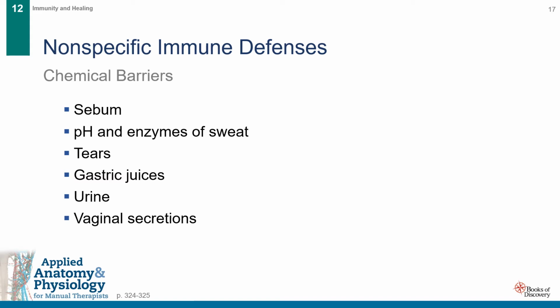The flow of urine and its slightly acidic pH cleanse the urethra and discourage bacterial growth in the urinary system. Similarly, vaginal secretions have an acidic pH that discourages bacterial growth as they help flush microbes out of the female reproductive tract.